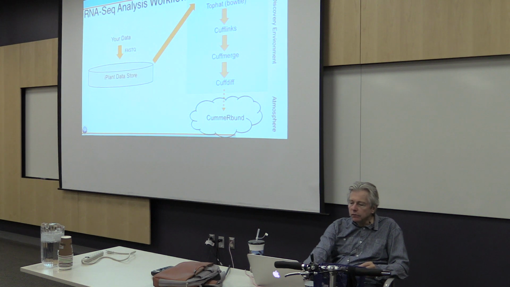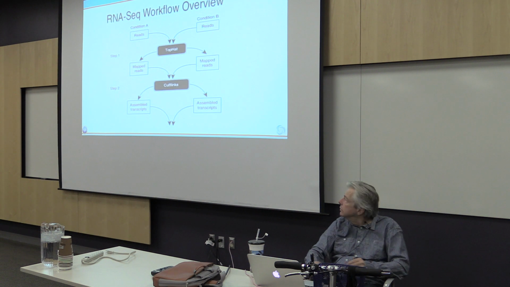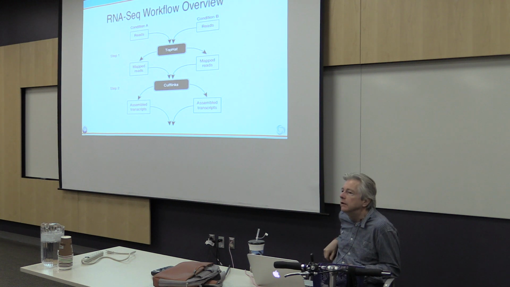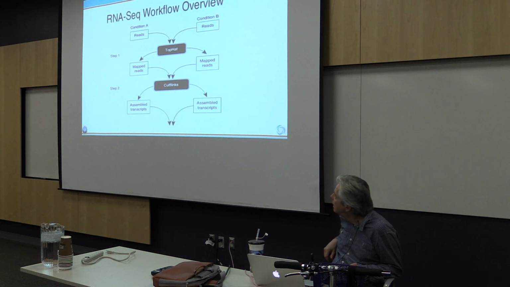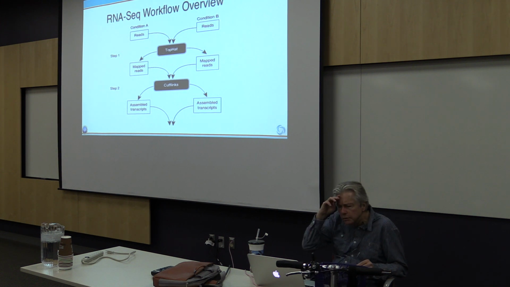this again is the basic workflow, and we're going to go through this pretty quickly today. Another way of looking at it is that since we'll be looking at two different samples, in an abstract sense, condition A, condition B, we start with the reads that correspond to each one. We map them with TopHat, take the mapped reads, feed them out in separate files into Cufflinks, and there's a reason for doing it that way.